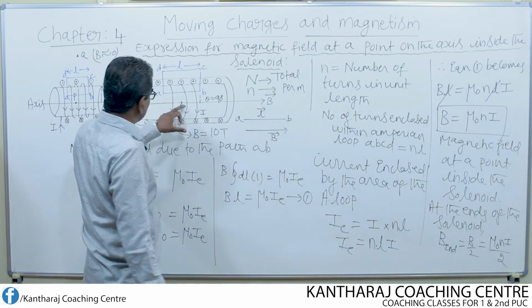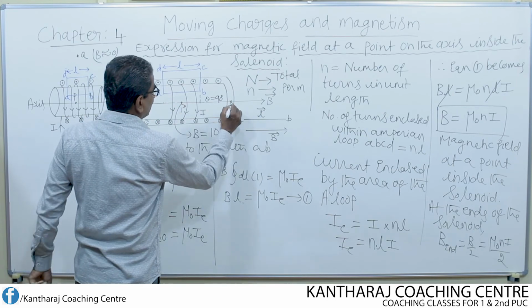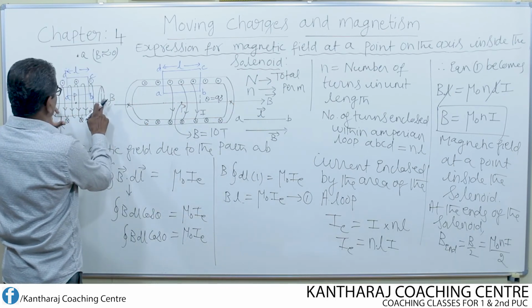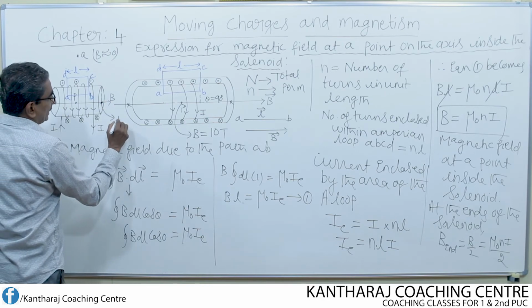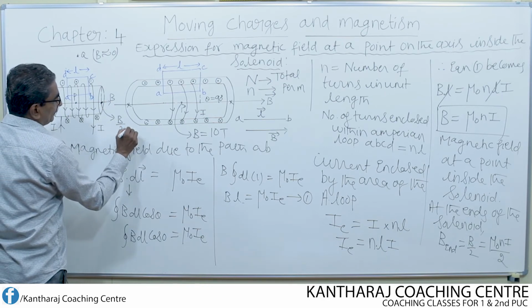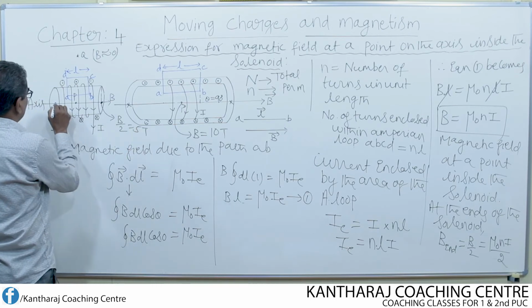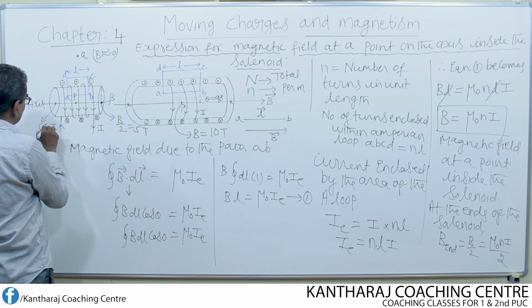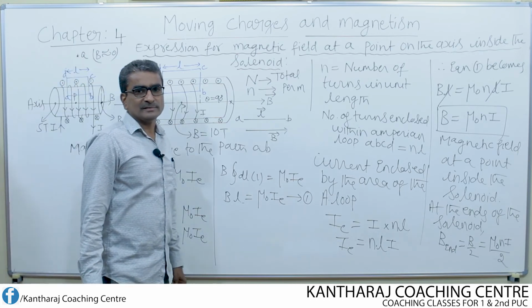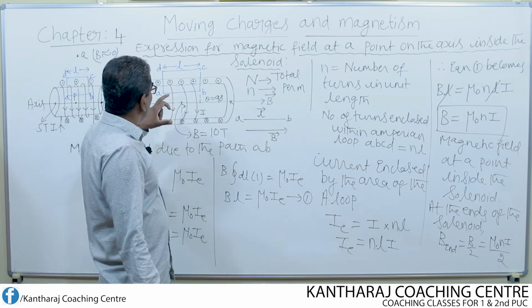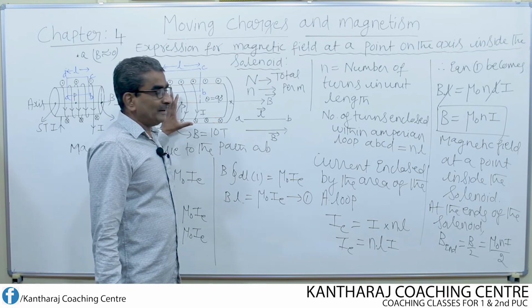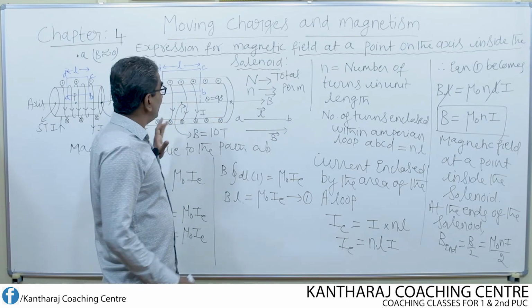So if it is 10 Tesla at point P, then at the end points, here and here, with respect to this figure, what will be the field? It is nothing but B by 2. B by 2 means 5 Tesla. Again here it is B by 2, which is nothing but 5 Tesla. So this is how we can determine the magnetic field at a point inside the solenoid and also at the ends of the solenoid.